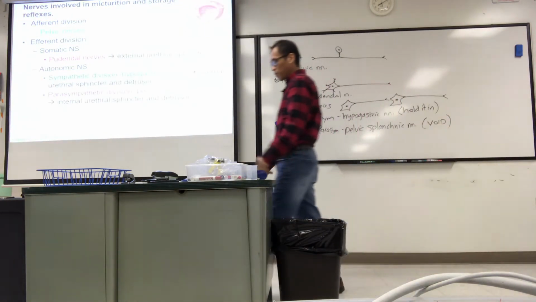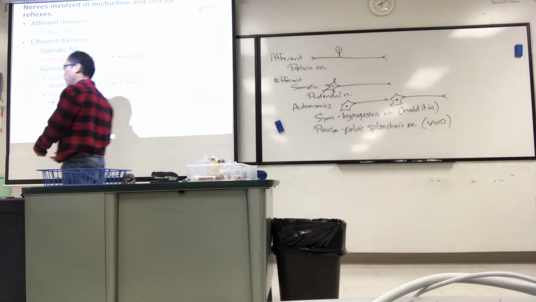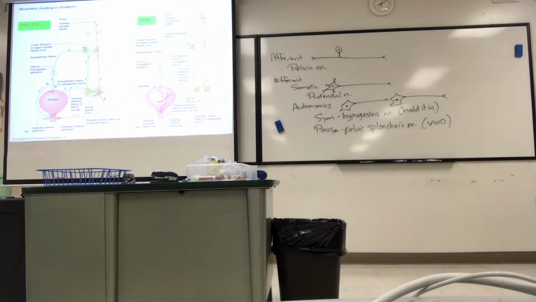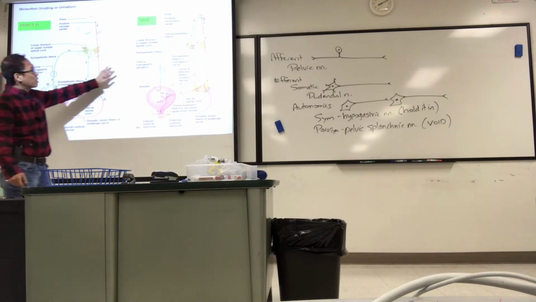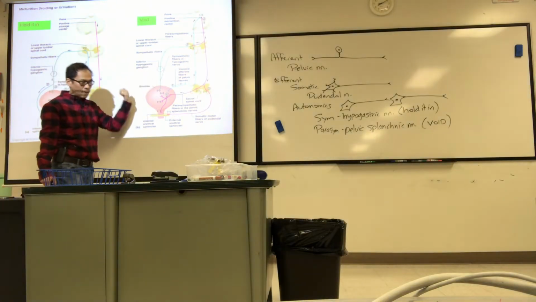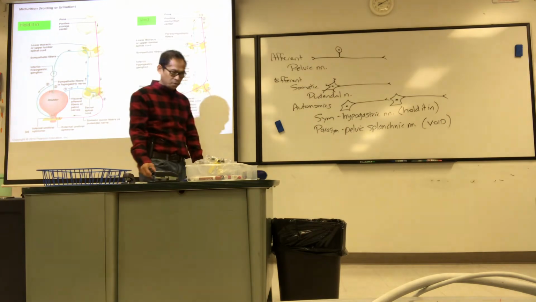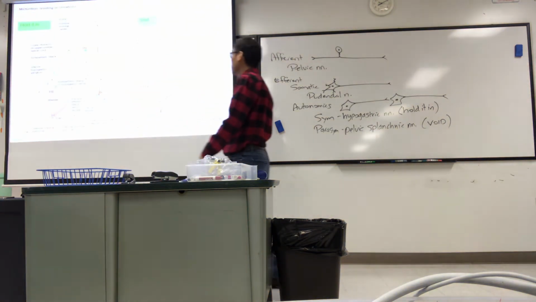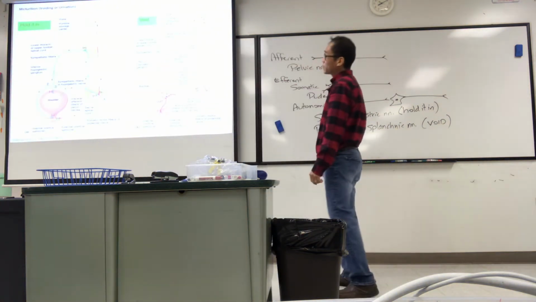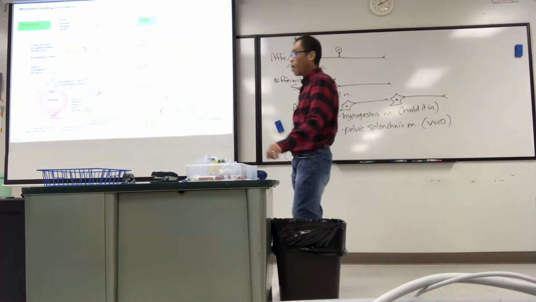So keep those nerves, the names of them, in your head as you study this figure. And we'll study both reflexes: to help hold it in, the storage reflexes, or micturition, which is to void your bladder. And what they do is they show you the essential parts of the nervous system you have to know on this figure. Up at the top you have the brainstem, the pons.